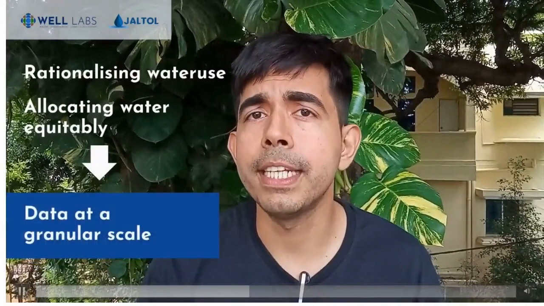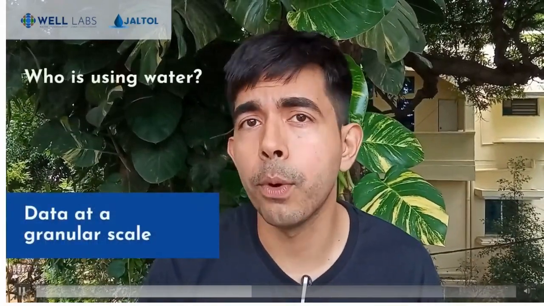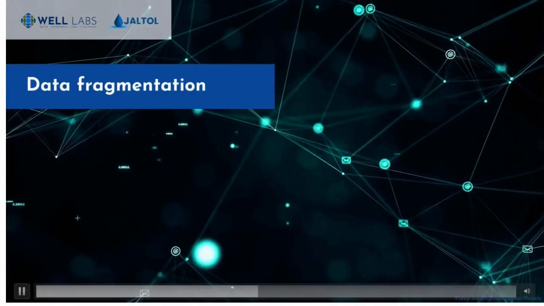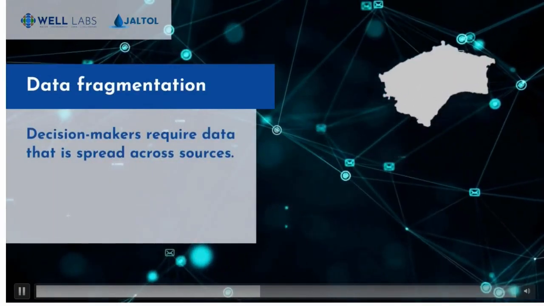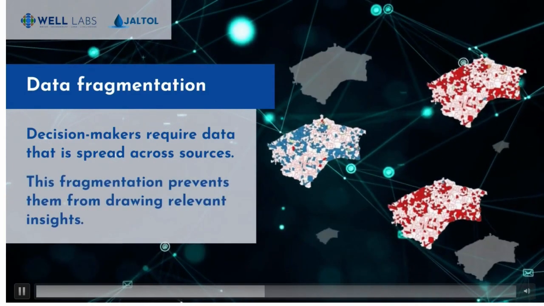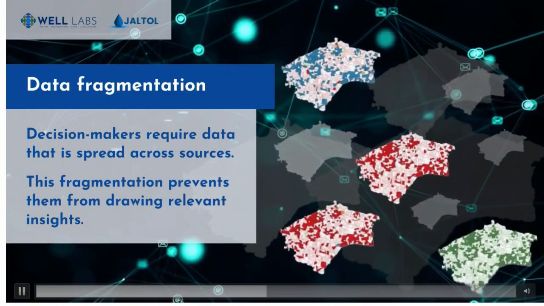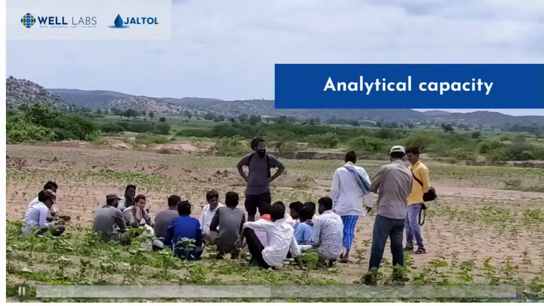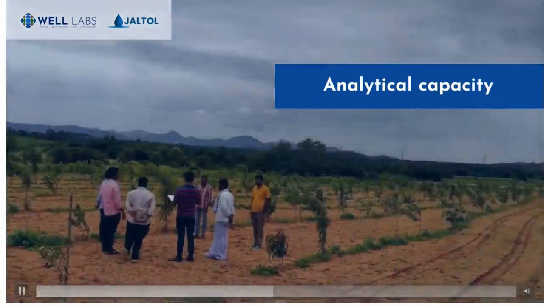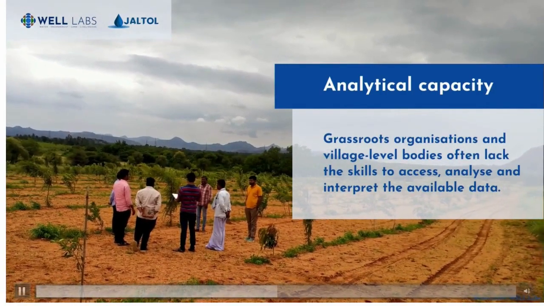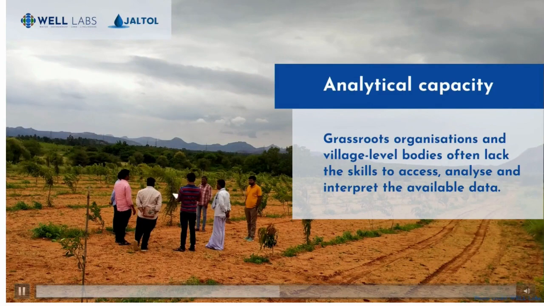For this, we need data at a granular scale on who is using water, where, and how. But this presents two critical bottlenecks. First, data fragmentation. Decision makers often require data that is spread across multiple sources. This fragmentation creates inefficiencies and prevents them from drawing meaningful insights or triangulating different data sets. Second, analytical capacity. Grassroots organizations and village-level bodies often lack the skills to access, analyze, and interpret the available data.